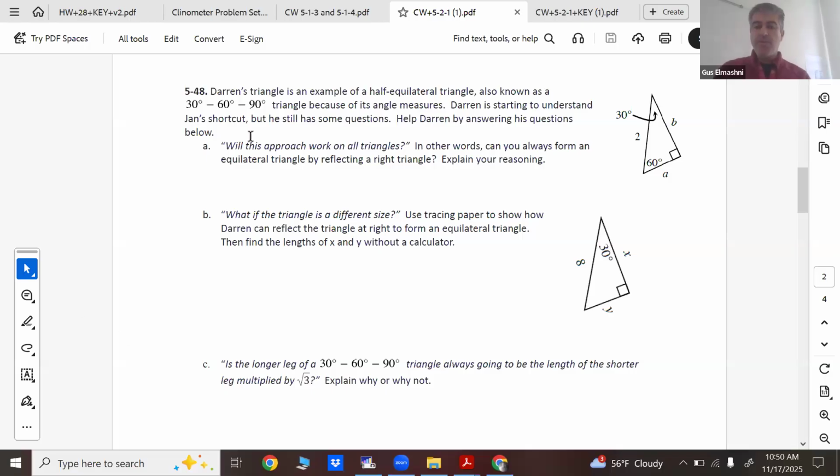So he starts to understand Jan's shortcut, still has some concerns. Will this approach work on all triangles? No. On the SAT, triangles that involve these angles, 30, 60, 90, you figure out a missing side. But you have a calculator, you can always use trig if you want to. And they have Desmos on the SAT as well.